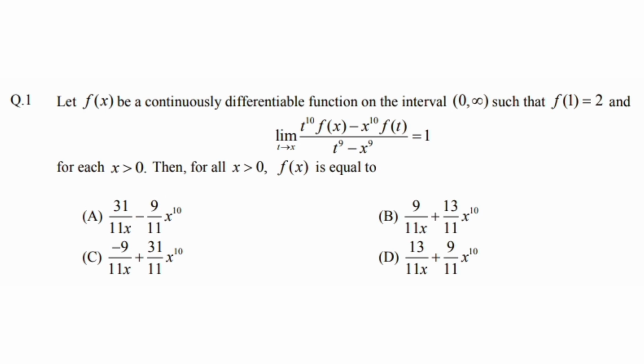So question number 1: let f(x) be a continuously differentiable function on the interval (0, infinity) such that f(1) equals 2 and the limit as t tends to x of (t^10 f(x) - x^10 f(t)) / (t^9 - x^9) is equal to 1 for each x greater than 0. Then for all x greater than 0, f(x) is equal to which of the following options? Only one option is correct.